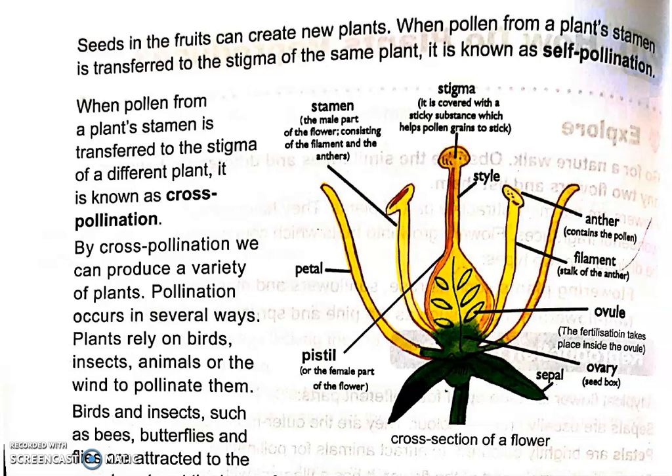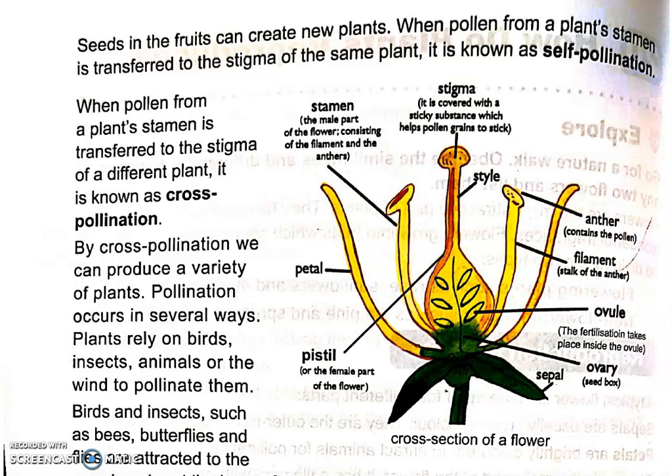And when pollen from a plant's stamen is transferred to the stigma of the same plant, it is known as self-pollination. Now, if you remember, I told you many plants have both male and female parts. So, let me show you the stamen. This is the stamen, the male part, and the pollen has to reach the stigma. This is the female part. Now it will not jump from here automatically, as the plant cannot move its limbs.